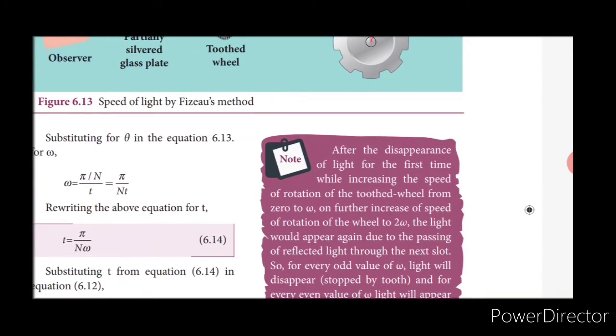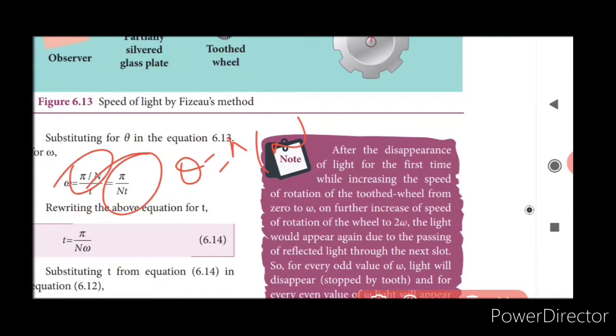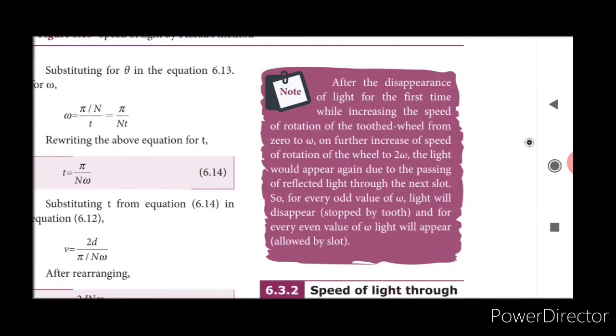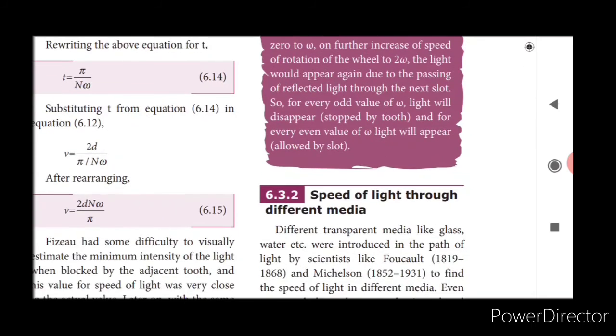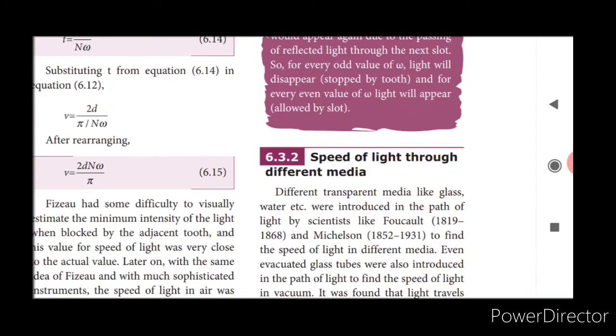From this equation, omega equals theta by t, and theta equals pi by N. So putting in the values, omega equals pi by N t. So t equals pi by N omega. Then v equals 2d divided by pi by N omega, so v equals 2d N omega by pi. From here you know the distance d, the number of teeth N, the angular velocity omega, and pi.